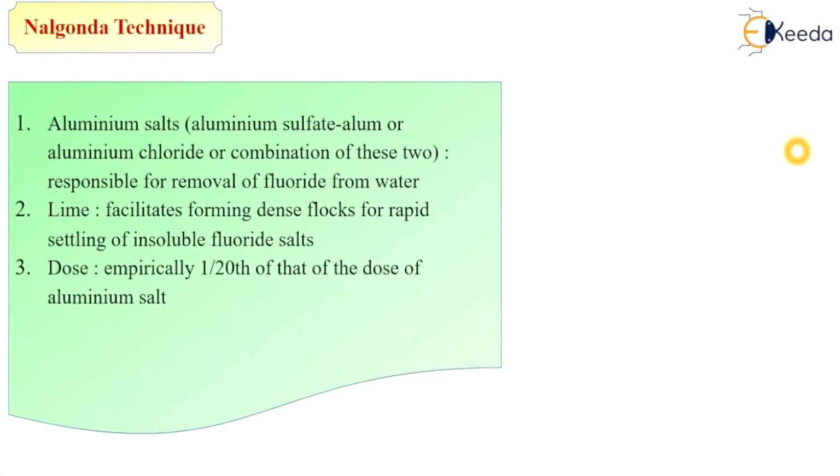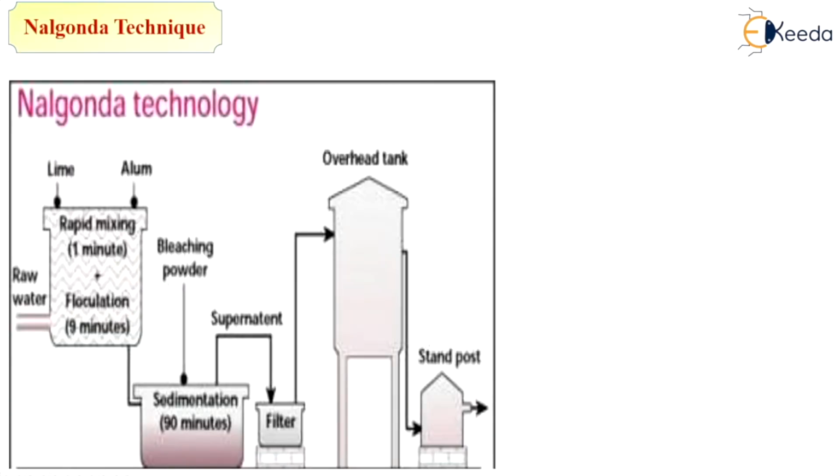The next important factor is dose. Empirically, the lime dose is 1/20 of the dose of aluminium salt. Bleaching powder acts as a disinfectant and the dose required is 3 mg per liter. So this is the diagram of the Nalgonda technique.